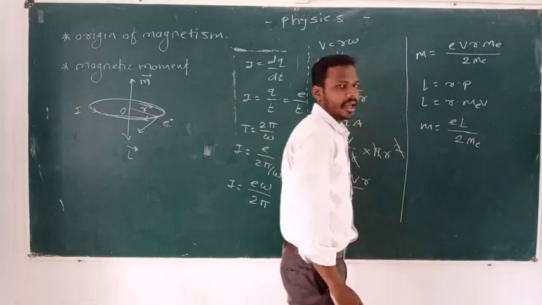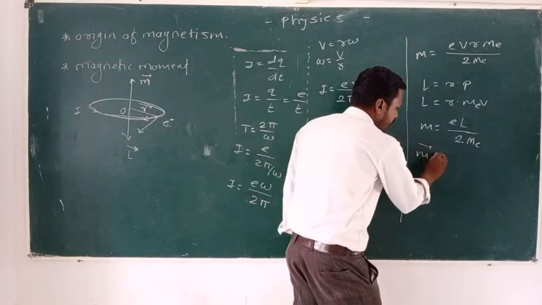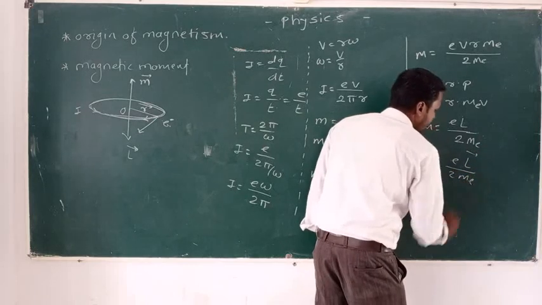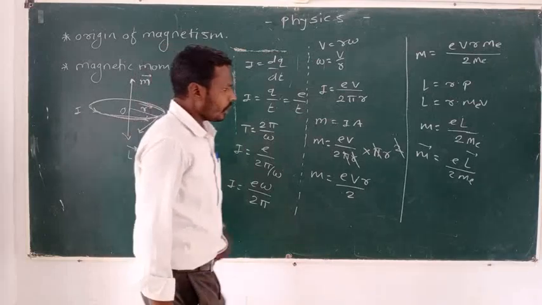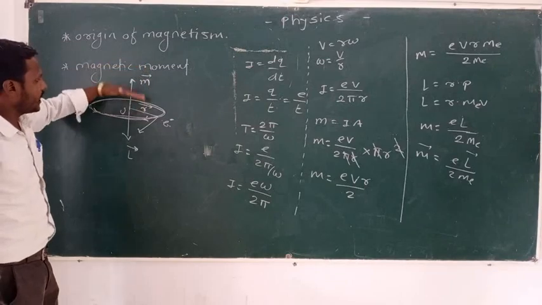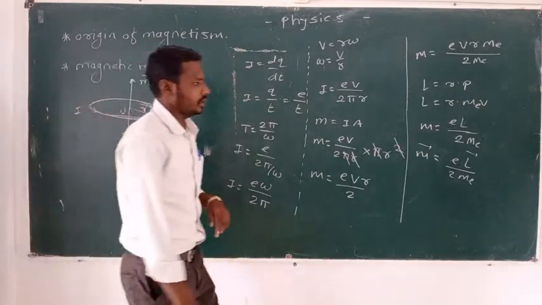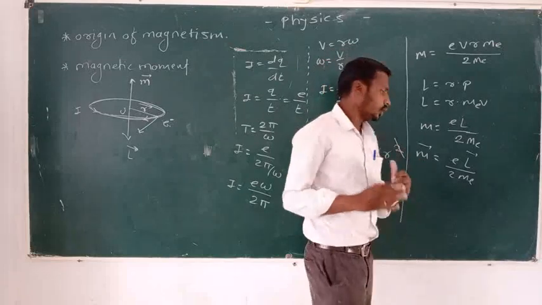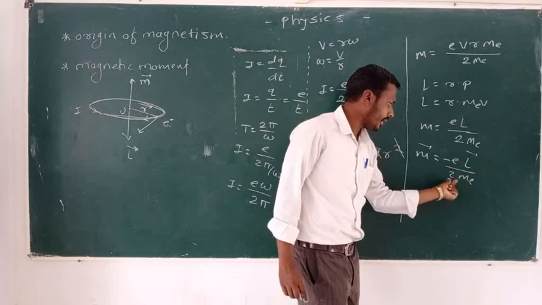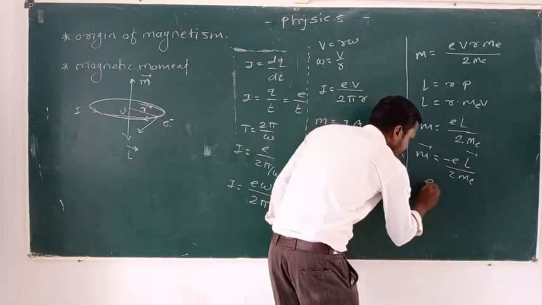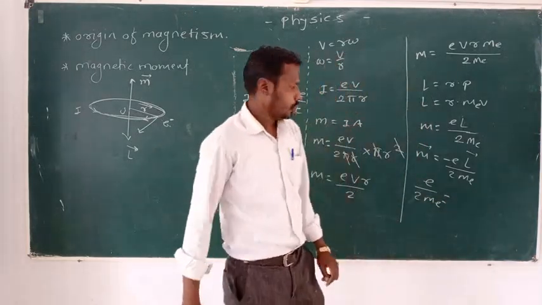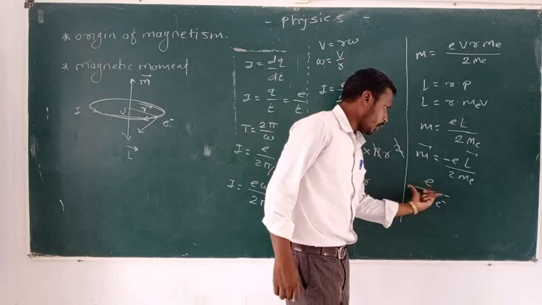In the vector form, I can write m bar is equal to e l bar divided by twice me. Now if m bar is in the upward direction and l bar is in the downward direction, then these are oppositely directed, so we can write m bar is equal to minus e l bar divided by twice me. e divided by twice me is called the gyromagnetic ratio. I repeat, it is called the gyromagnetic ratio.